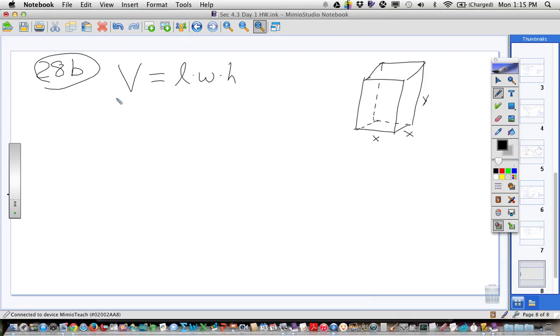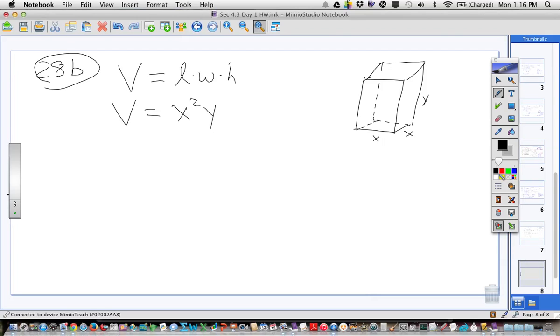So now what's my volume? X squared Y. Okay, that's better. 2 variables. Step 3. Get this in terms of 1 variable. Well, that's where the 108 is going to come in.